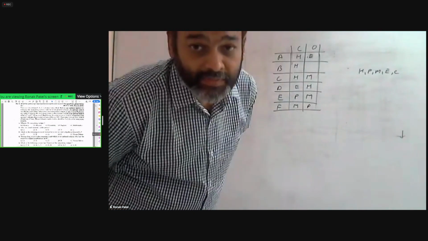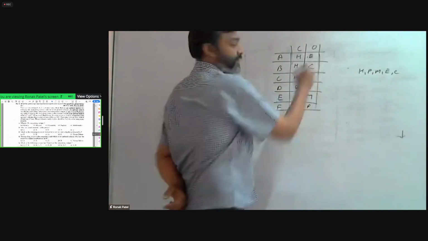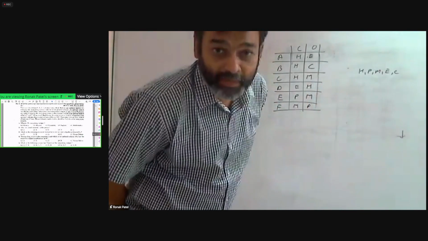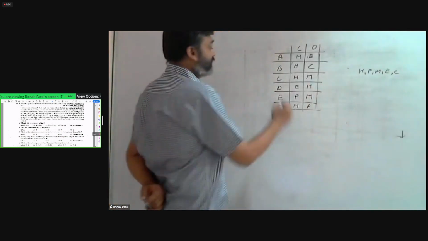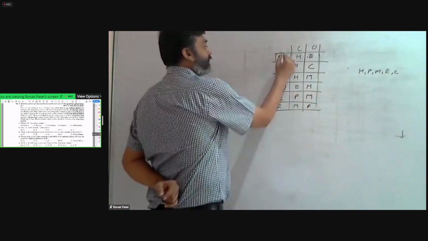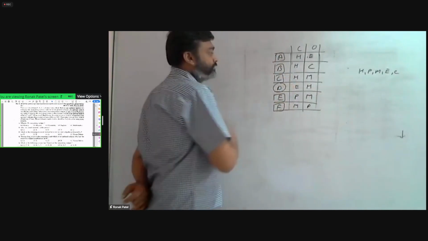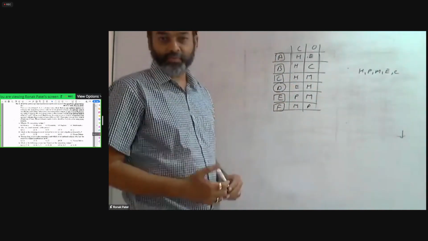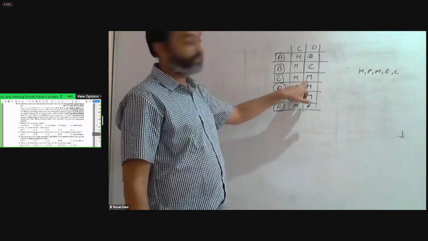Chemistry is an optional subject of only one of them, so only B is that way. The only female teacher in the school has English as her compulsory subject. So English compulsory, so B is female, all others are male. So this is the information. Now what is C's compulsory subject? C's compulsory subject is maths.